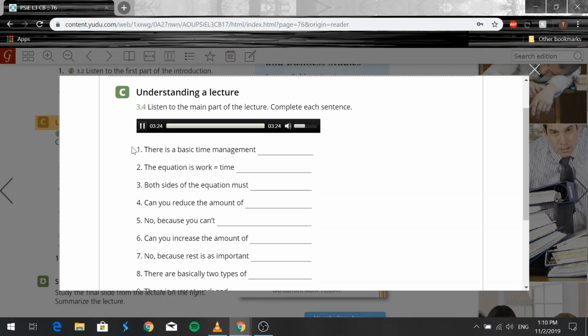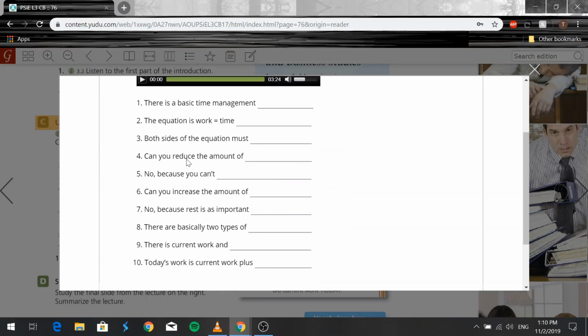Right, so that was an interesting audio to listen to. Now let's take a look at the sentences here. Here we have number 1. There is a basic time management equation. What do you guys think? That's correct. We'll say equation.